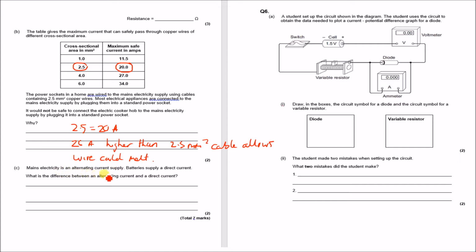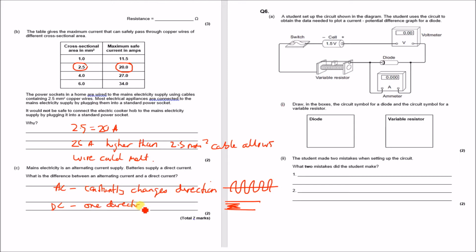Mains electricity is an alternating current supply. Batteries supply a direct current. What is the difference between AC and DC? So AC, the current constantly changes direction. So it's oscillating. You get one of those waves, an AC wave like that, because it's going forwards and backwards in the wire. So if this was our wire, the electrons would go forwards, backwards, forwards, backwards, constantly changing direction. DC, the current goes in one direction.